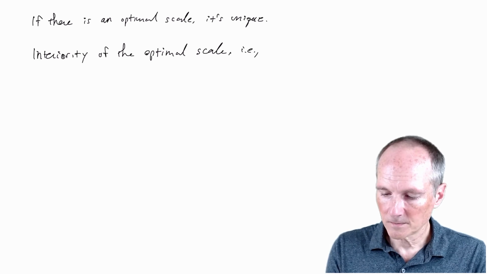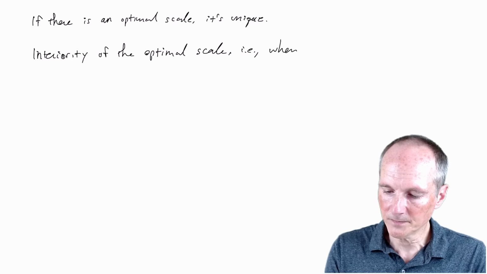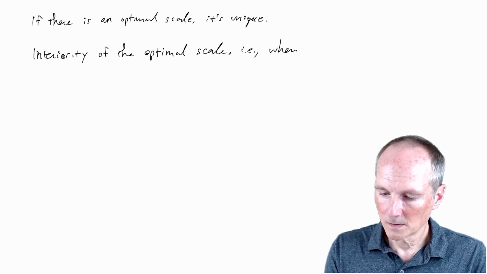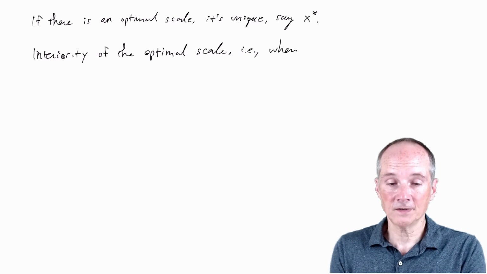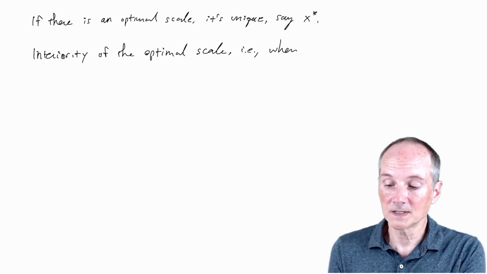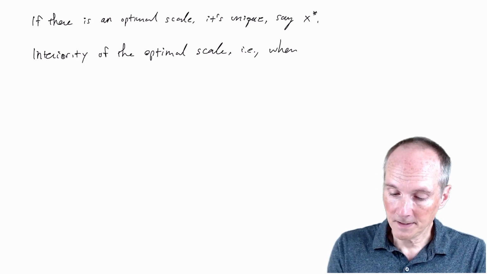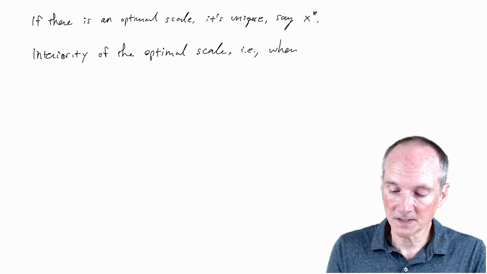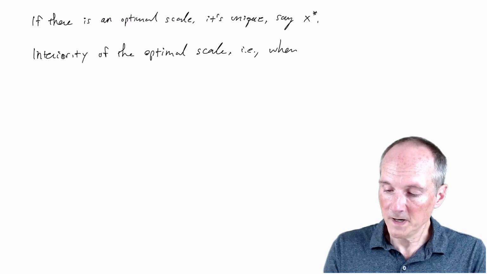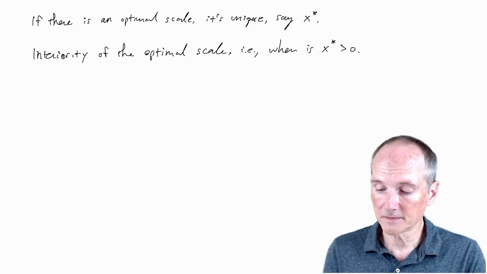That is, oh, and by the way, I'll just use the notation, because we now have conditions under which the optimal scale exists. We know it'll be unique. I'm just going to use this notation for that optimal scale, x star. Okay. So now the next question is, when is that optimal scale actually strictly positive?